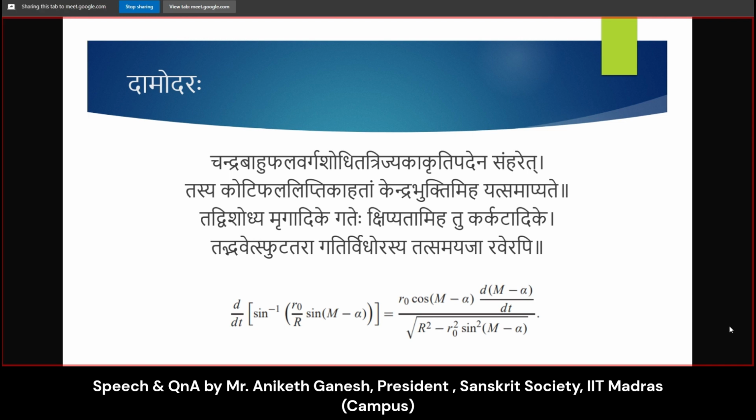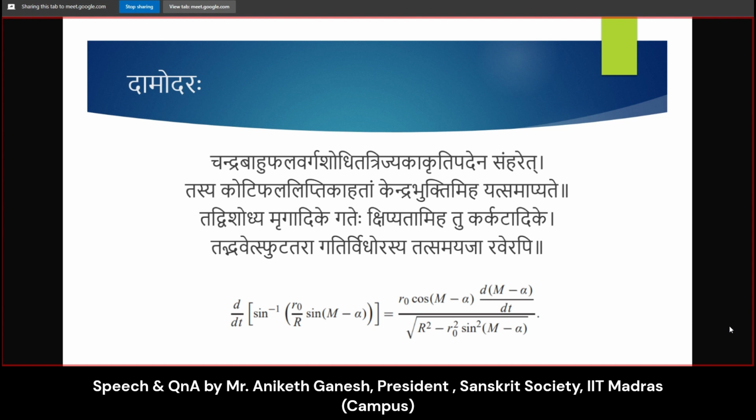This Trijyaka Kriti Padena Samharet. This some quantity must be divided by this square root of r square minus r square sine square. What is that which will be divided? Tasya koti phala liptika hatam kendra bhuktim. Koti phala. Koti is again cosine. Koti phala is again r cosine. Some scaled version of r cosine.